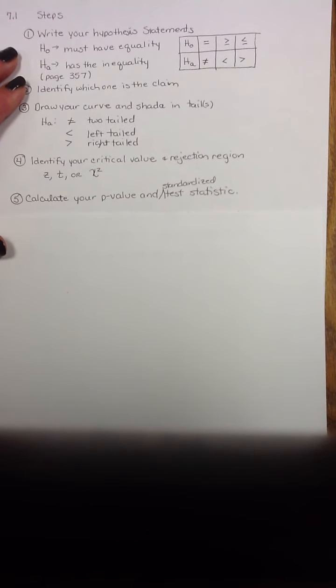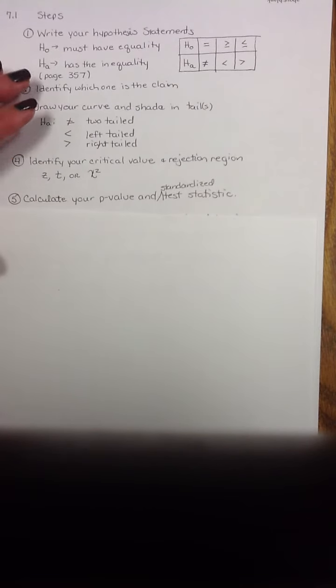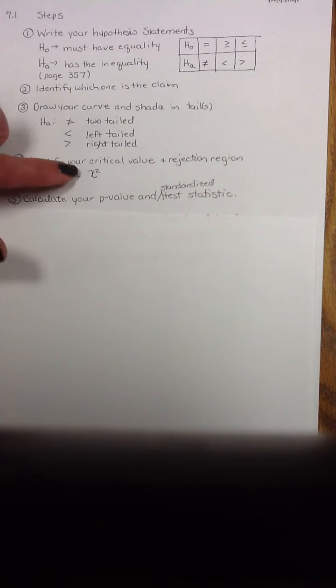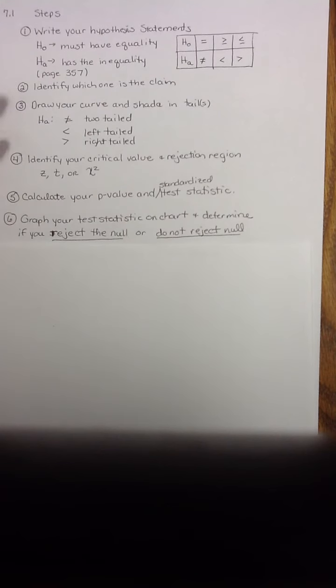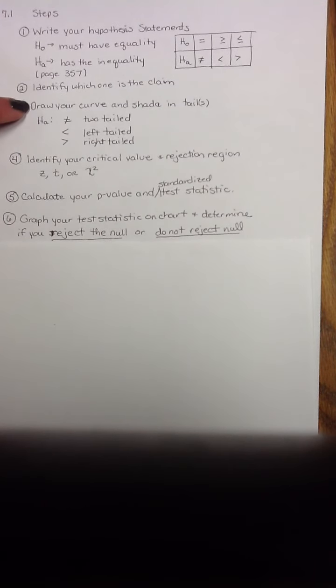Step 5. Calculate your p-value and your standardized test statistic. Your calculator is going to do all of this for you except for on the chi-square. There you're going to have to do it by hand. Put your test statistic on your drawing. Put it right on that curve that you made up here in step 3.